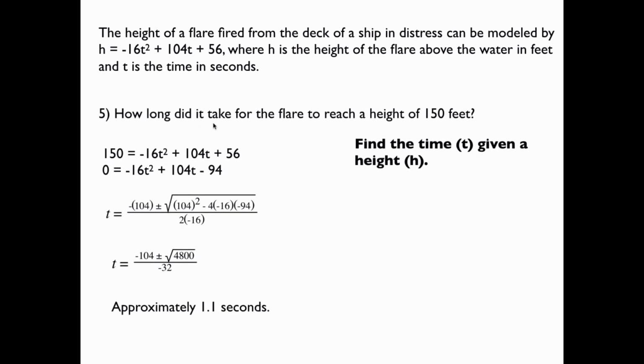Okay, and finally, number 5. All right, how long did it take for the flare to reach a height of 150 feet? Well, this asks us to find the time given a height. All right, so we set the height equal to 150 and we solve for t. So we first set the equation equal to 0 on one side, and now we can either solve by factoring if it's factorable, or using the quadratic formula. So I chose to use the quadratic formula here, and when I do that, I get approximately 1.1 seconds.